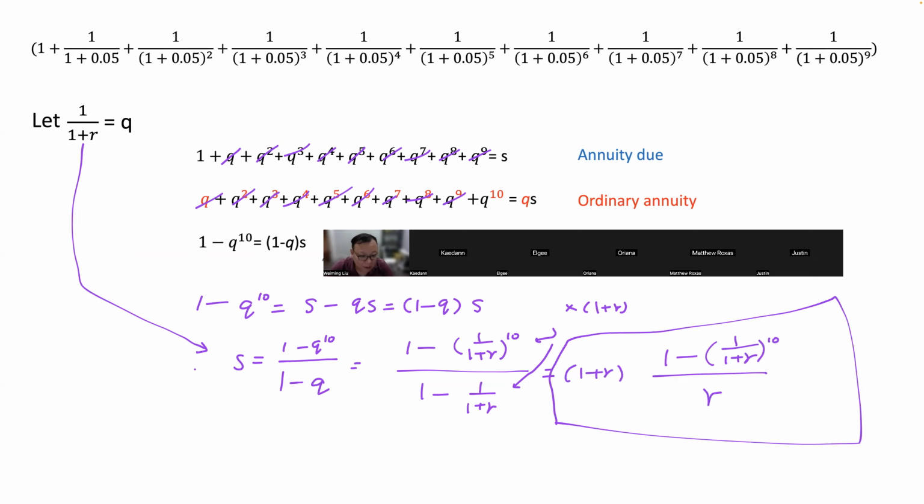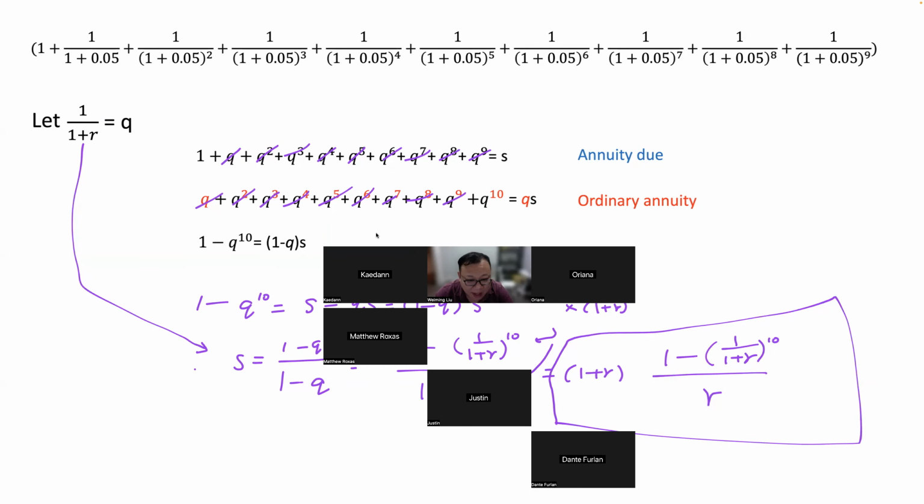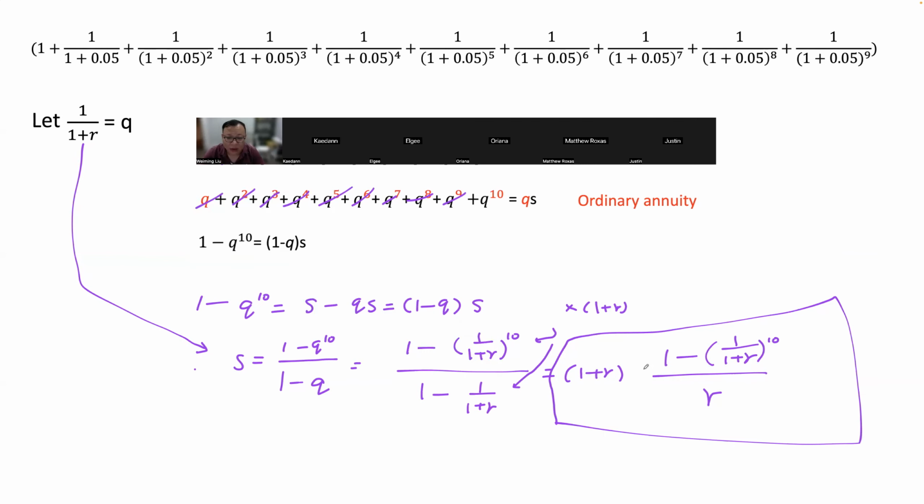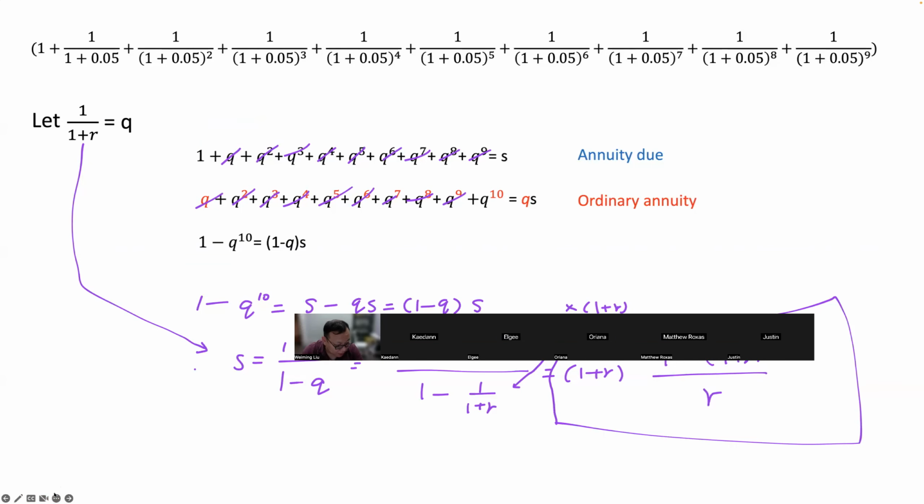Okay, let me see. Does this make sense? 1, 2, 3. Are you following me on this? Okay, 3 students, 4, 5, 6. Good, good, good. So now you know why, at least mathematically, you have a formula for annuity due. Okay, so I'm going to get rid of all this.